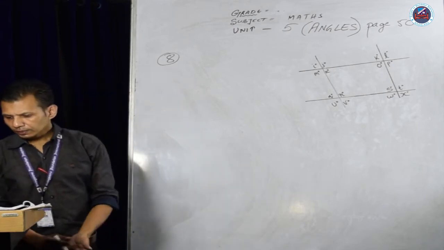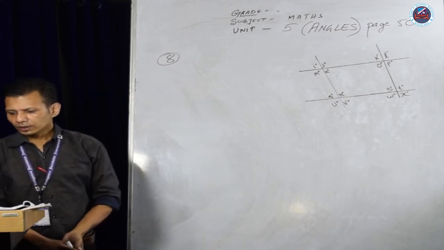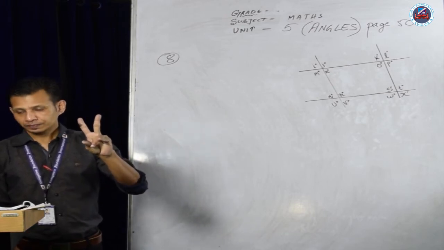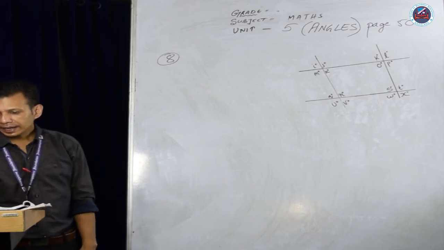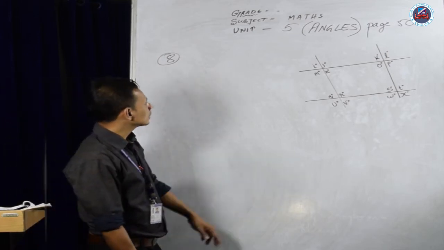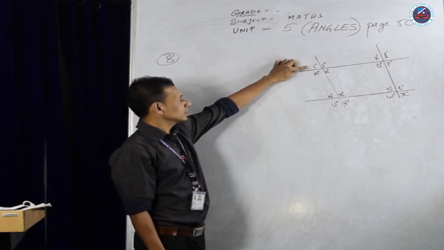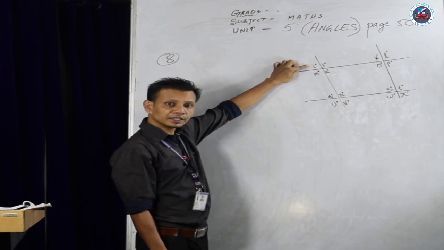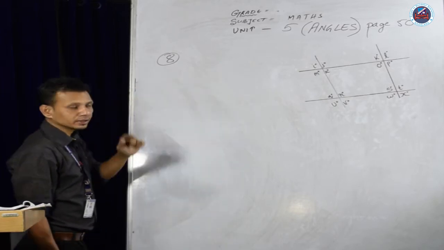Okay, now what is that? A, write down two pairs of corresponding angles that include the angle marked I. Where is I? It's here. Now you have to write two pairs of corresponding angles that include I. I must be there. A.